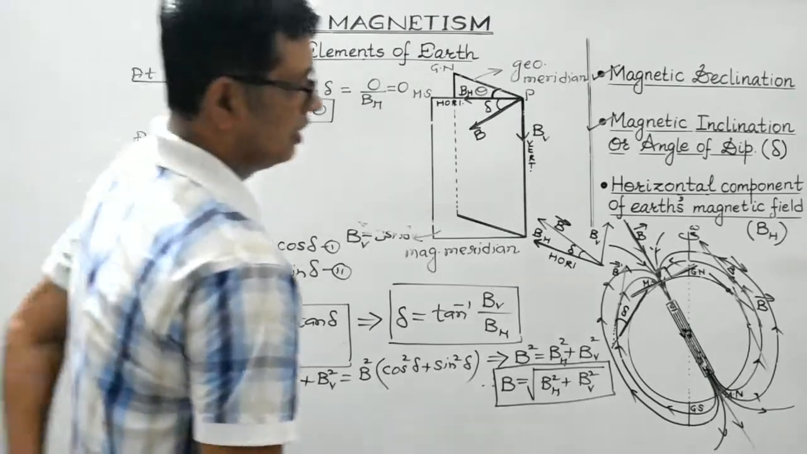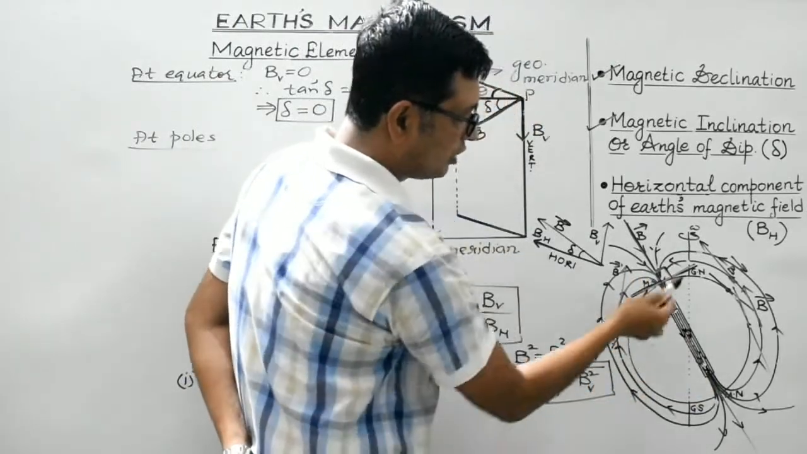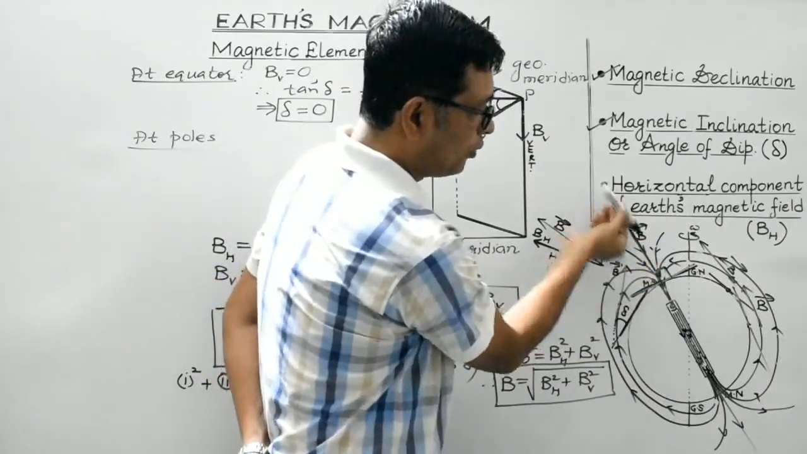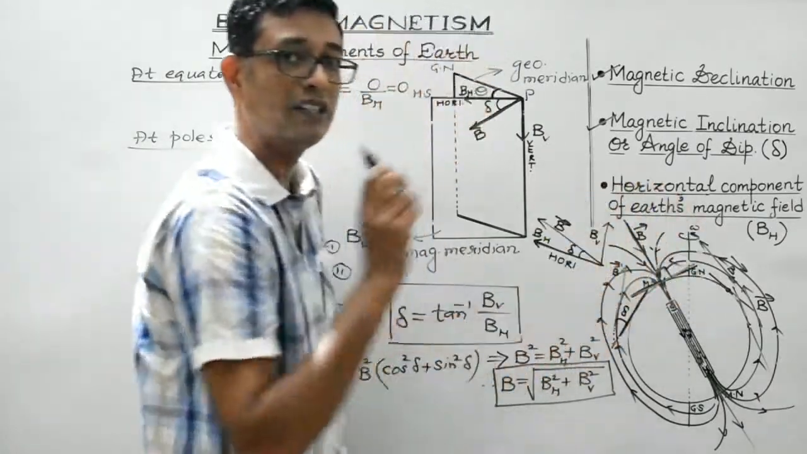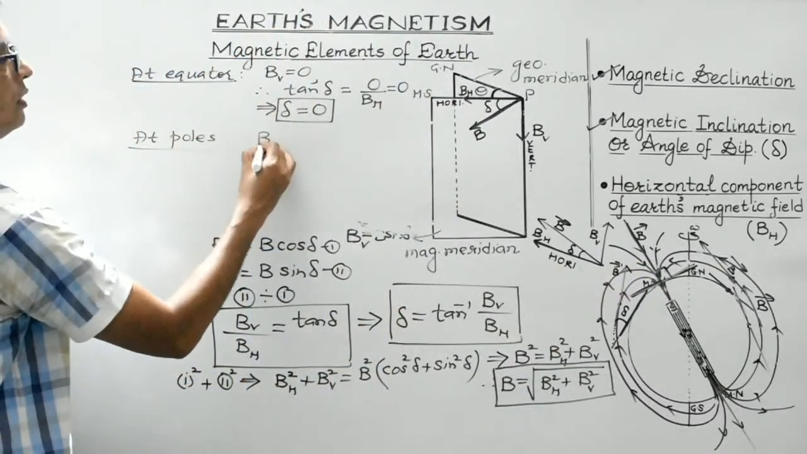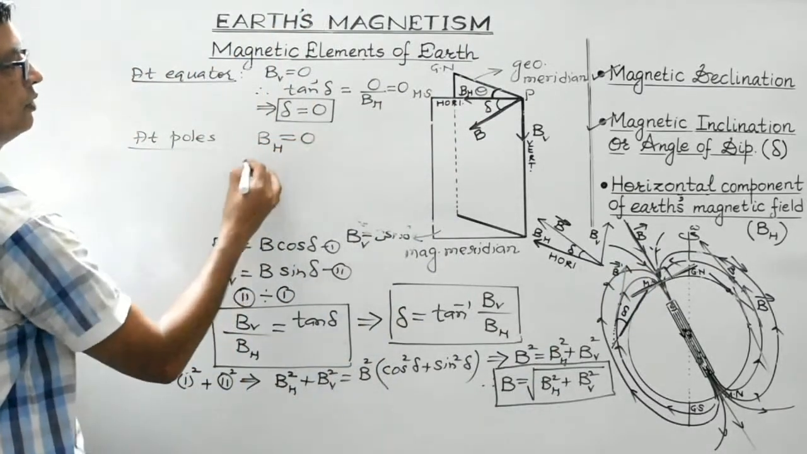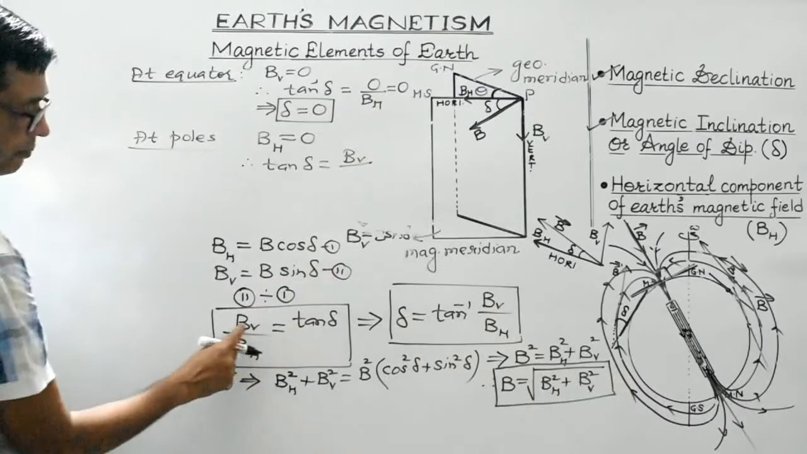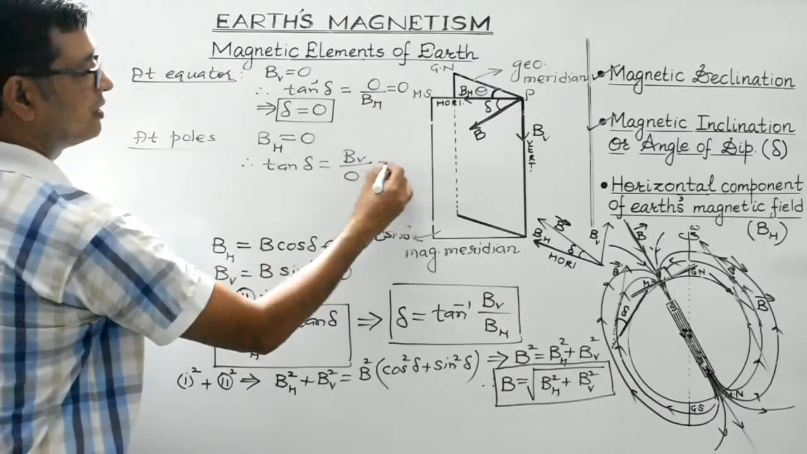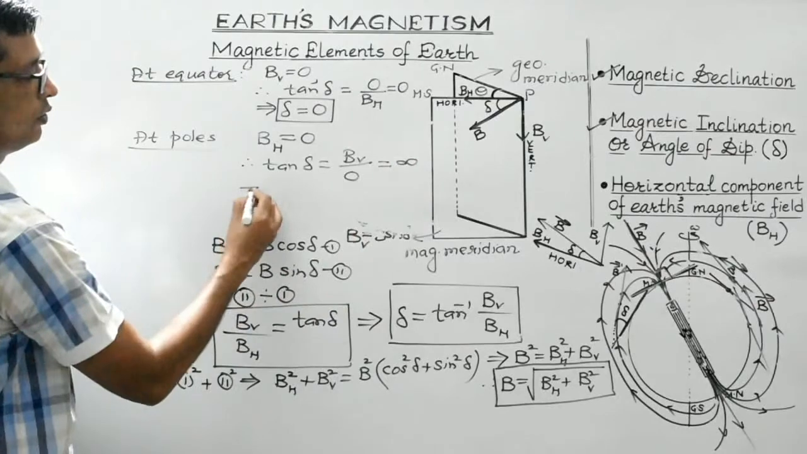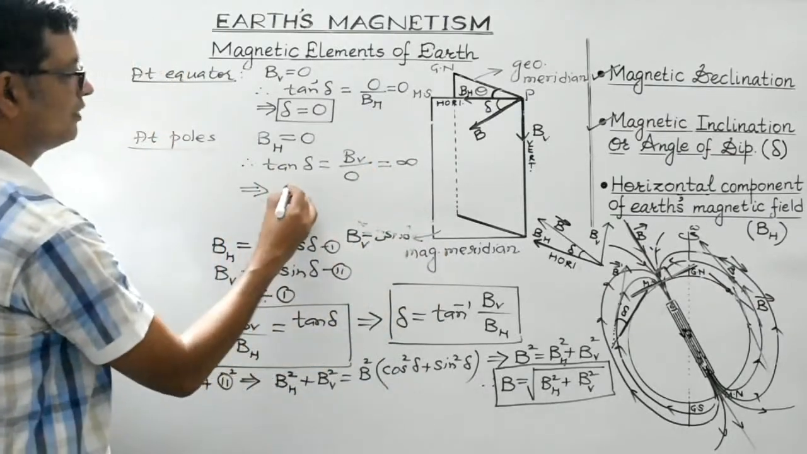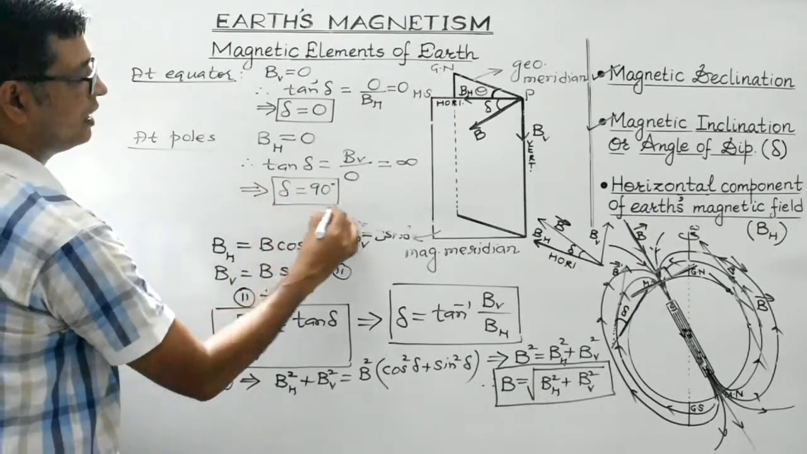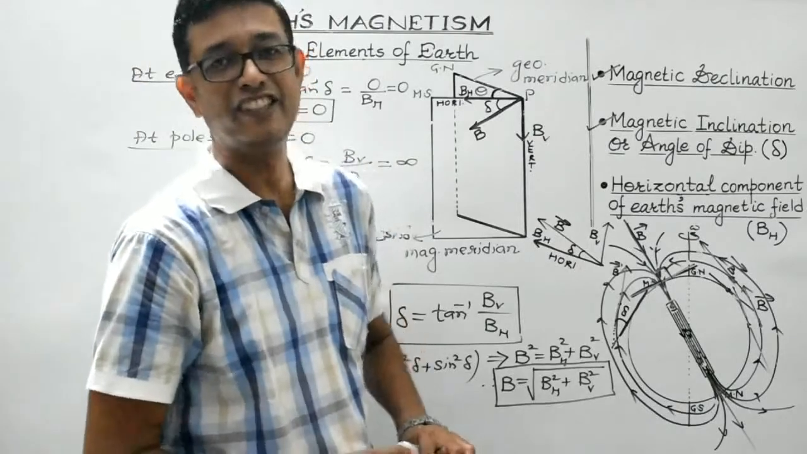magnetic poles, these are the magnetic poles. Here this is the horizontal and this is the Earth's total magnetic field. So the only component of the Earth's field is vertical, the horizontal component is absent. So at the poles, BH is 0. Therefore, tan del would be equal to BV divided by BH. BH is 0, and anything divided by 0 is infinity. So, tan 90 is infinity. Therefore, del is equal to 90 degree. So, students, the angle of dip at the magnetic poles is 90 degree.